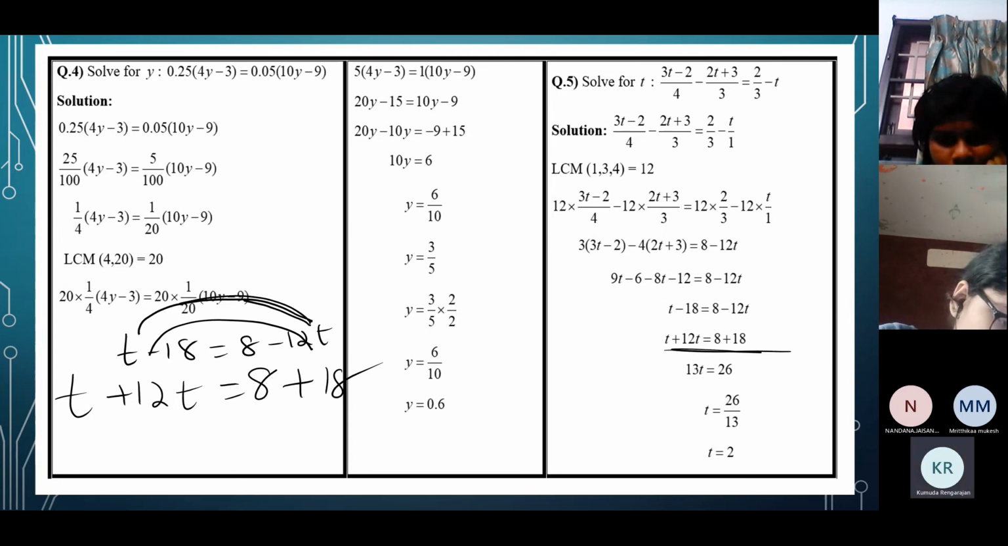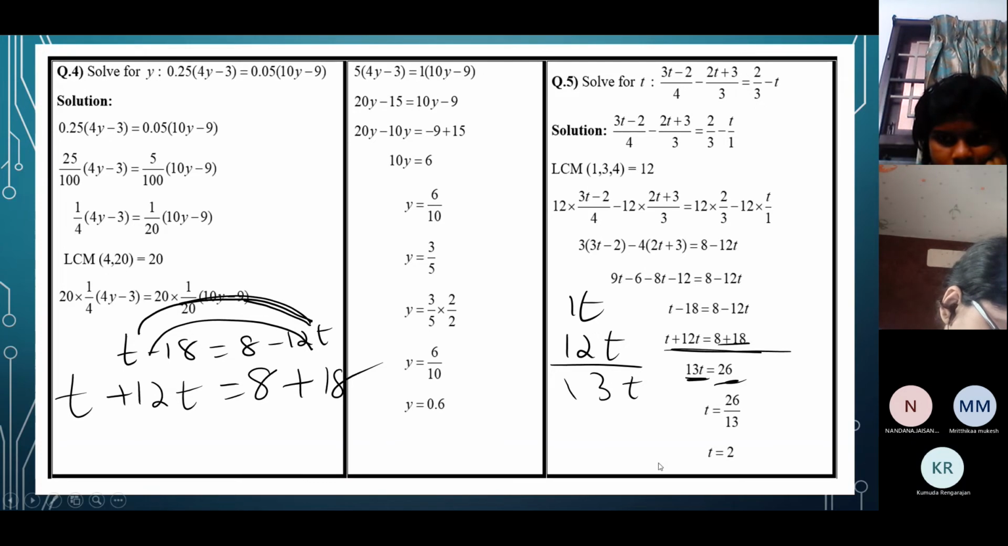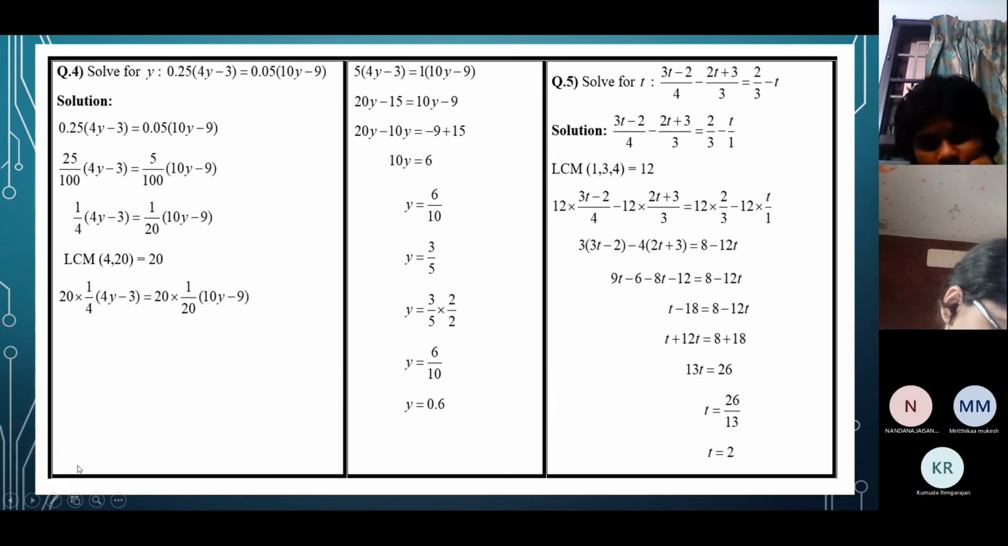t plus 12t is 13t because t means 1t. 1t plus 12t is 13t. 13t is equal to 26. t is equal to 26 by 13, which is 2. Yes, ma'am. Understood. Okay, good.